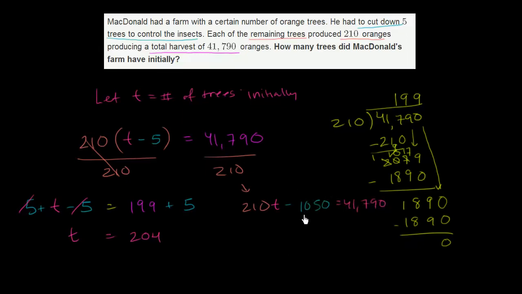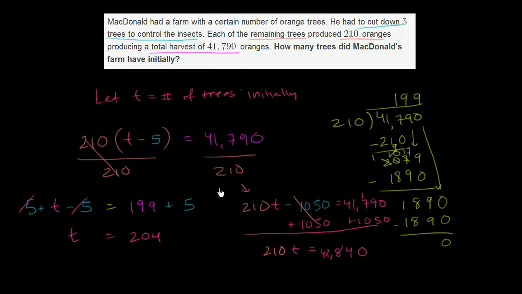41,790. And then you could add 1,050 to both sides, 1,050, not 150. The left-hand side, you're just going to be left with 210T. While on the right-hand side, 0 plus 0 is 0, 9 plus 5 is 14, 1 plus 7 is 8, so 42,840.